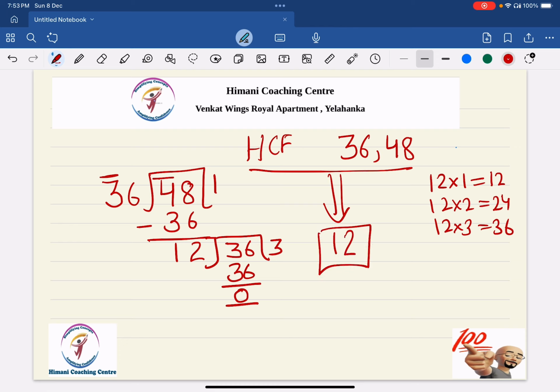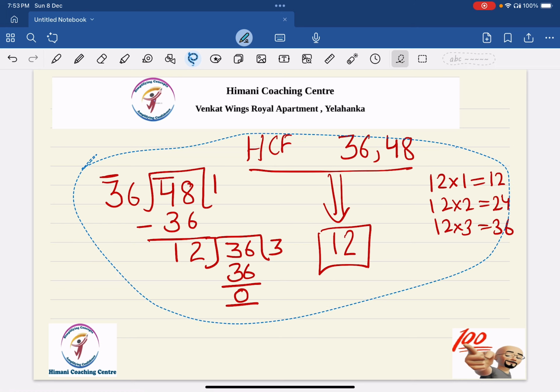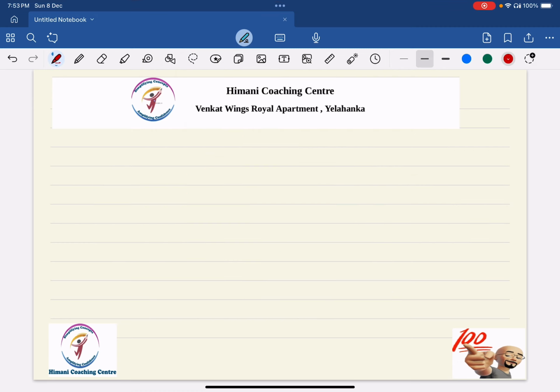Now kids, we will do finding the HCF of three numbers. Let us find HCF of three numbers using the long division method. Let us take three numbers as 16, 36 and 64. So here, you take the biggest number and put it as the dividend.